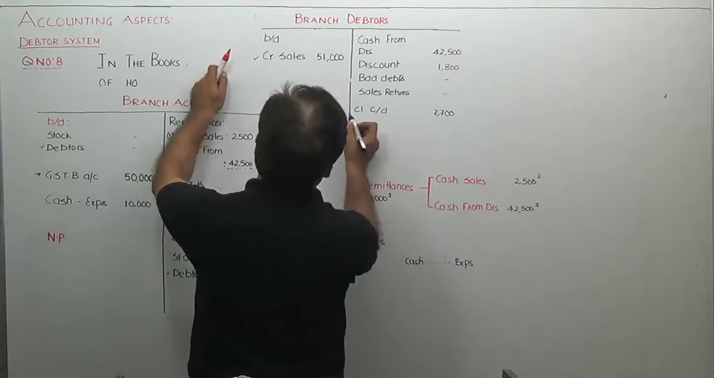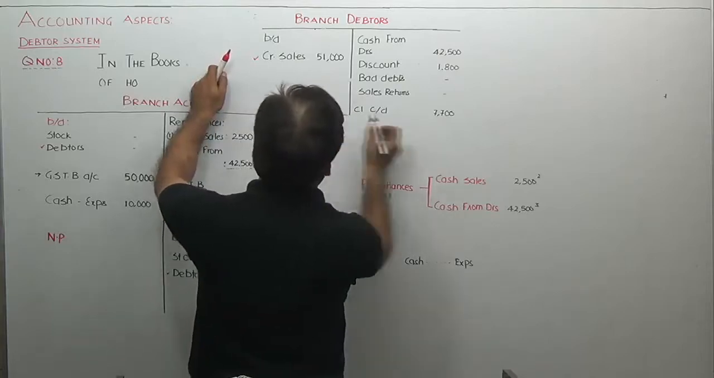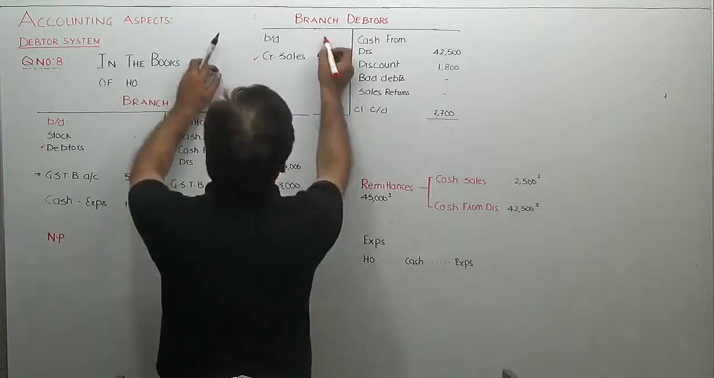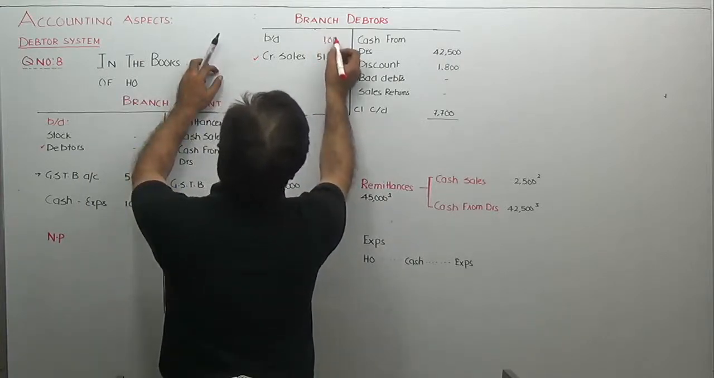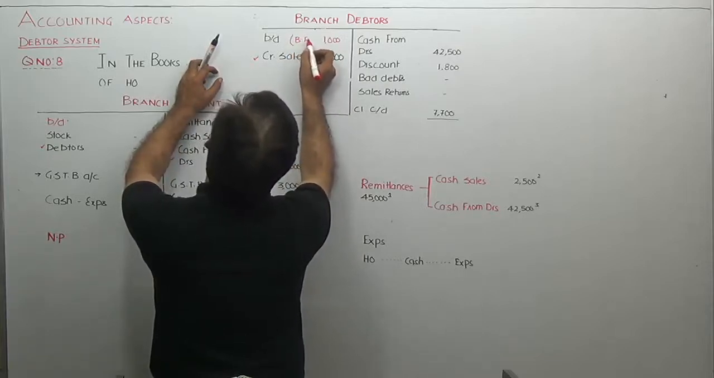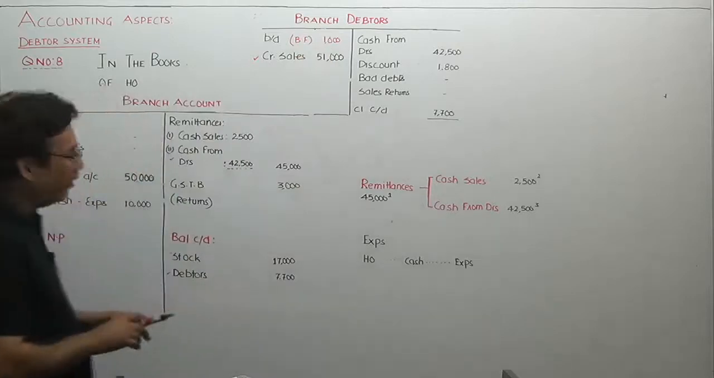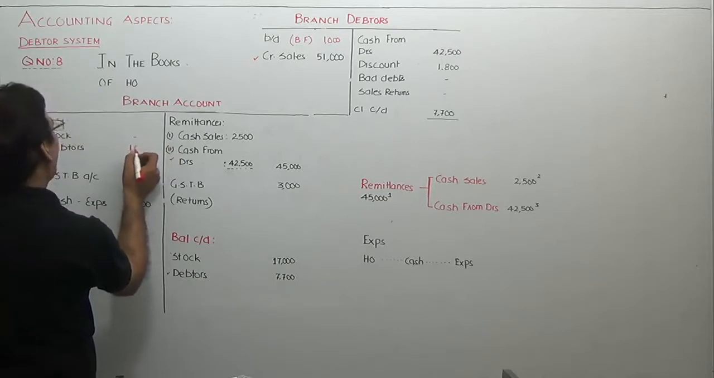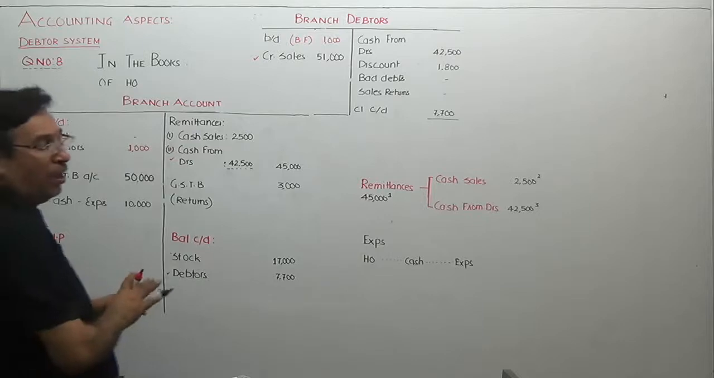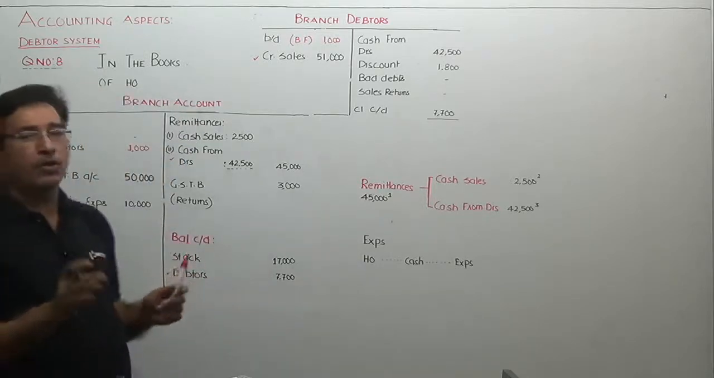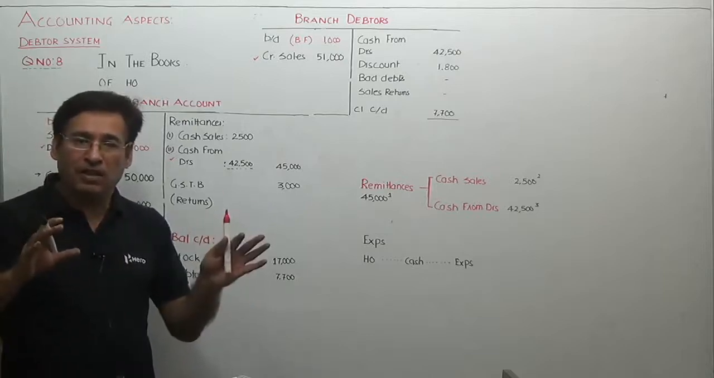So I will tally it now, and the balancing figure will be the missing figure. The missing figure is opening debtor. So this figure 1,000, this is the balancing figure. You can derive it from branch debtors account. Is it clear to you? And then you are going to write it over here. You need not waste your time in finding out the opening balance of stock. If opening balance of stock is given, it's fine. If it is not given, you need not do any mental exercise. Is it clear to you?